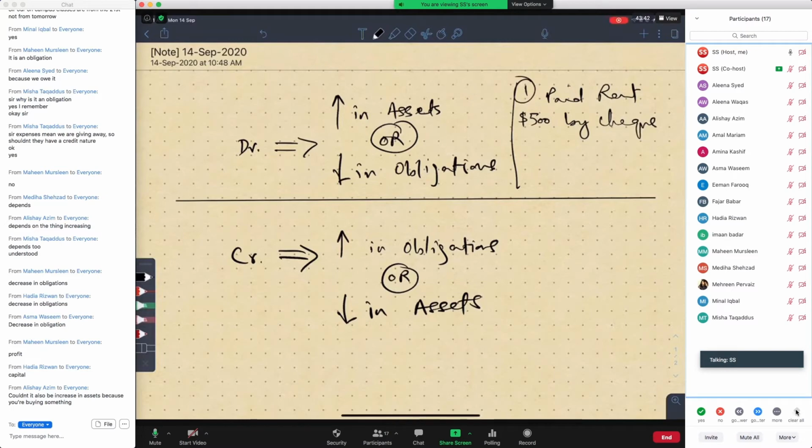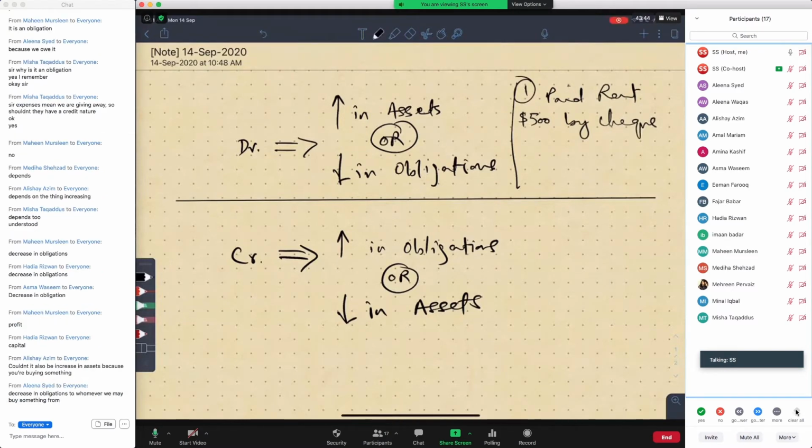Absolutely, Alicia has also raised the point. Alicia says, couldn't it also be an increase in the asset because you're buying something? Of course. Every non-current asset that we have seen in the previous two or three chapters, every asset that we buy, is also some sort of expenditure, don't you think? Buying a motor vehicle and paying by check is an expenditure as well, just like somebody identified earlier.